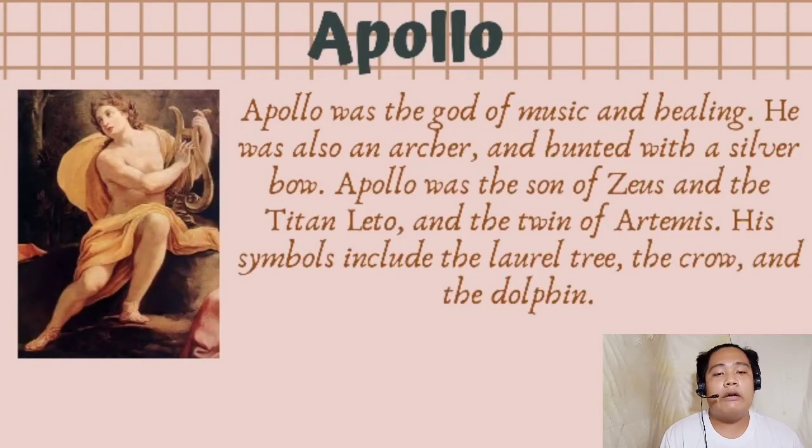Number 6, we have Apollo. Apollo was the god of music and healing. He was also an archer and hunted with a silver bow. Apollo was the son of Zeus and the Titan Leto, and the twin of Artemis. His symbols include the laurel tree, the crow, and the dolphin.